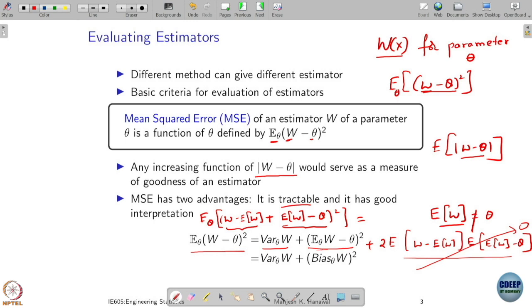Now, this term here, expected value of W minus theta, we are going to call it the bias of my estimator W. Is that fine? Is that the definition? So, if W happens to be an unbiased estimator, what is its bias going to be? It is going to be 0. If it is not an unbiased estimator, it could be positive. But we are going to simply define the difference of these two quantities as the bias of my estimator W.